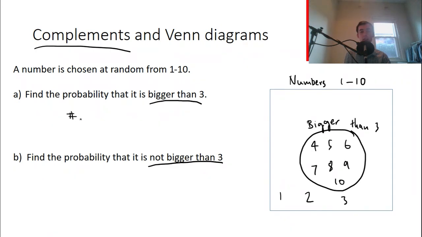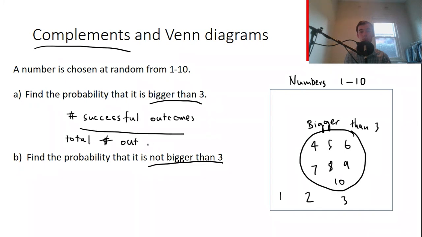Okay, so finding the probability that it's bigger than 3, all we need to do is find the number of successful outcomes, just like last time, divide that by the total number of outcomes. And the successful outcomes are in the event, which is inside the circle. So how many are they? There's 1, 2, 3, 4, 5, 6, 7 of them. And the total number of outcomes is all of the outcomes in this set of numbers 1 to 10. So that's 10 numbers, of course. And that's it. That's our probability.